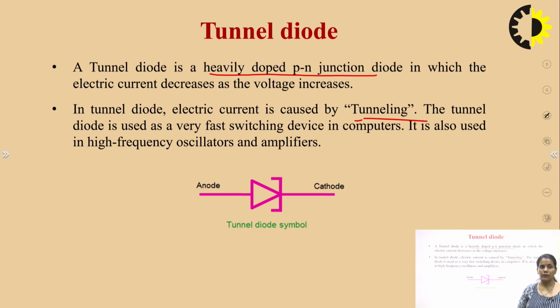Here what is happening? Due to the heavily doped p-n junction, the valence band of p type comes in alignment with the conduction band of n type, and this is how the tunneling is being done. The tunnel diode is used as a very fast switching device in computers. It is also used in high speed, high frequency oscillators and amplifiers. This is the symbol of tunnel diode.